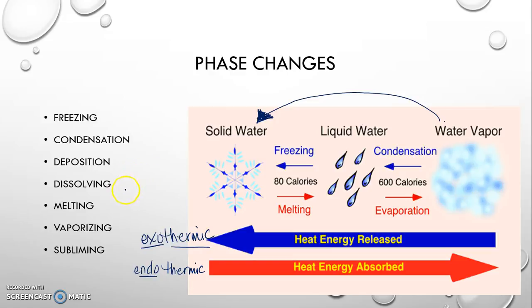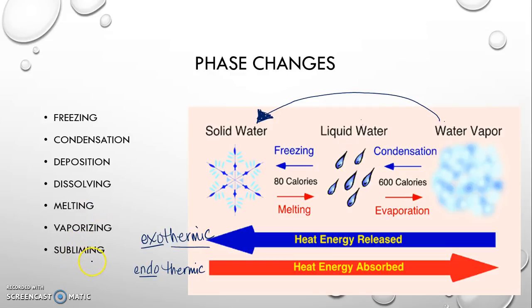Dissolving. Okay, so dissolving would be from solid to liquid. Melting would be from solid to liquid, right? You're putting energy into both of those, and so you're increasing the kinetic energy of those molecules. Vaporizing or evaporating would be liquid to water vapor, so liquid to gas. You're putting energy in, so it's an endothermic reaction or change.